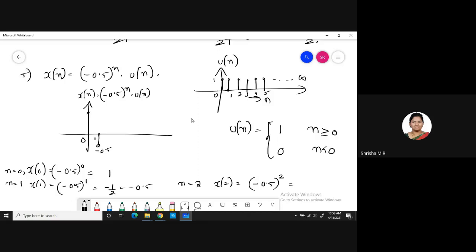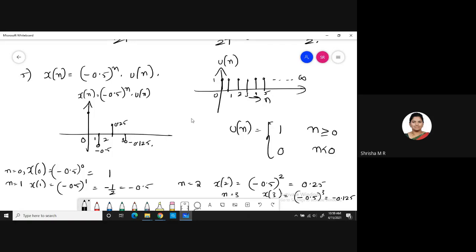Minus 0.5 to the power of 2, what do you have? 0.25, right? At n equal to 2, you will have plus 0.25. Okay, at n equal to 3, what do you have? x of 3 is minus 0.5 to the power of 3. What do you have now? Minus 0.125.